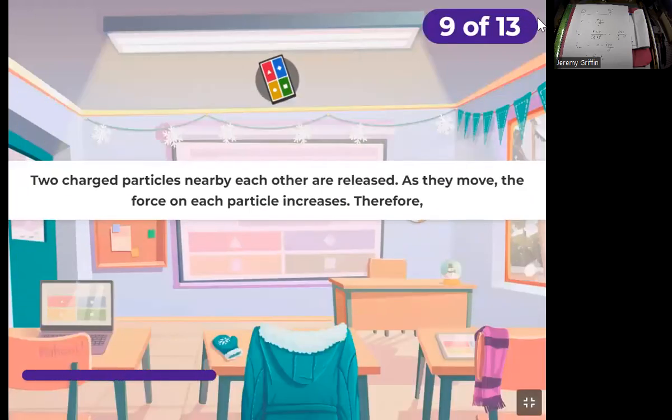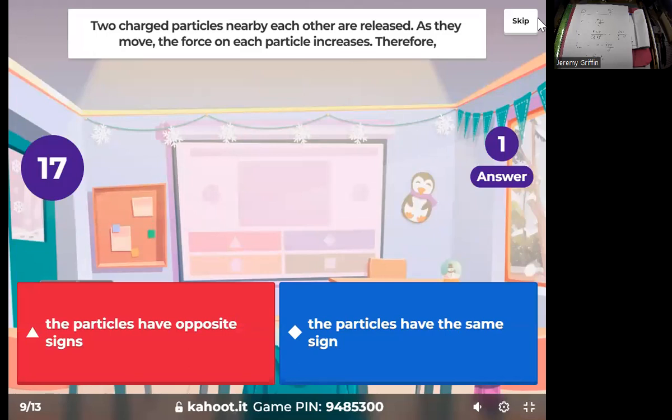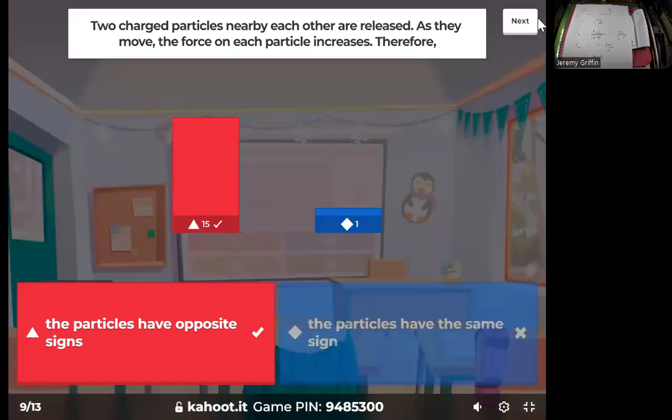Two charged particles near each other are released. As they move, the force on each particle increases. Therefore, what? Oh yeah, the particles would have to have opposite signs right here.